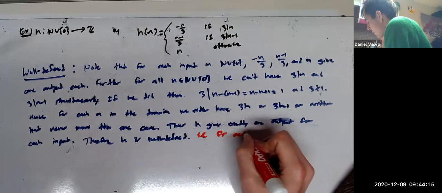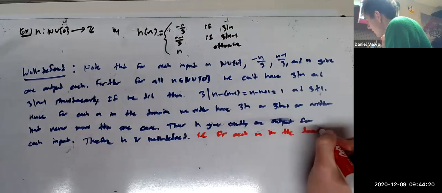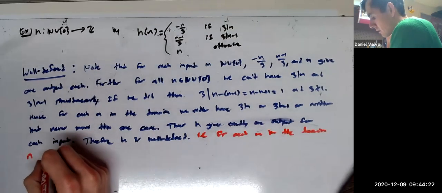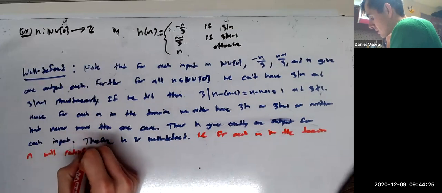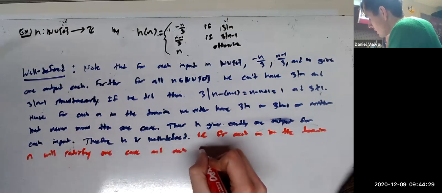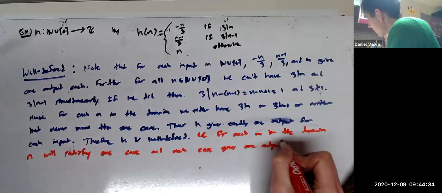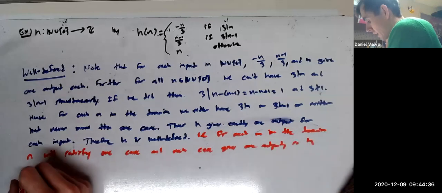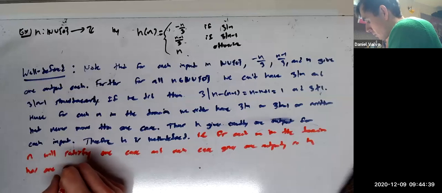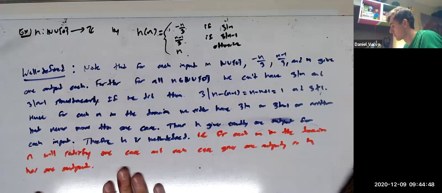I.e. for each n in the domain, n will satisfy one case, and each case gives one output. So H has one output. Really wish I just said that, honestly, but this is the long-winded reason of why all that's true. But this is the right takeaway.